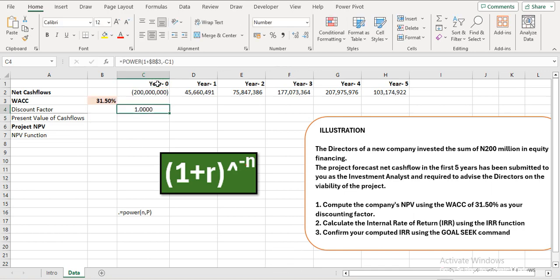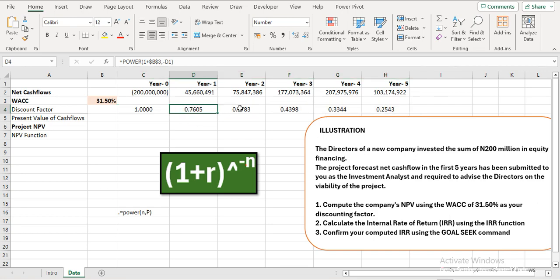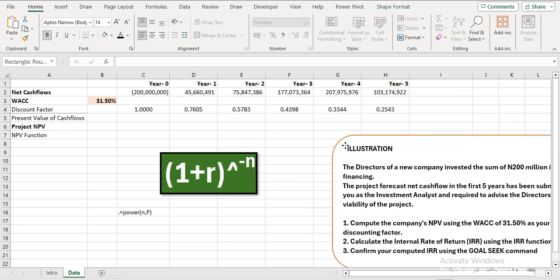So I hit my enter key. Now I'm getting 1, which is 1.000. Remember, any value raised to power 0 is 1. So whether this value changes to 40% doesn't matter. It's certainly going to be 1. Now let me copy this one across. When I copy across, I get this. What that simply means is a naira today, by next year, that naira is going to be 0.76 naira. And by year 5, all things being equal, it is going to be 0.2 naira.